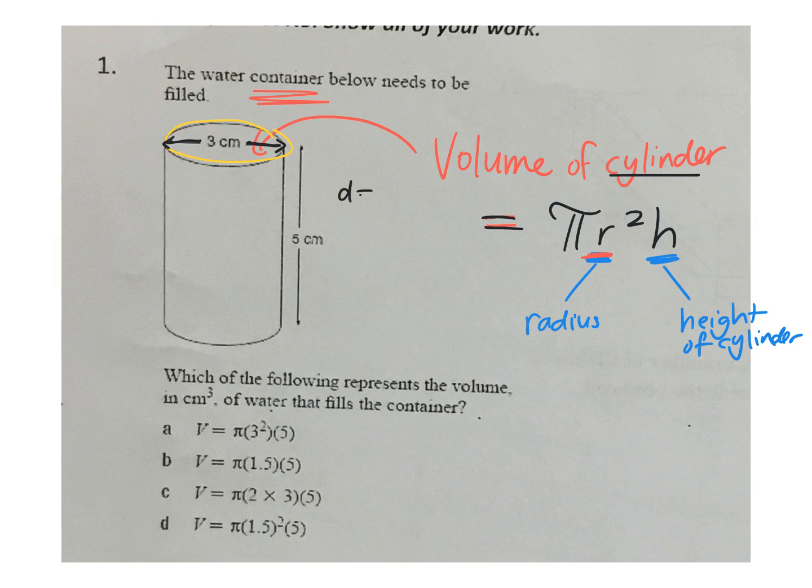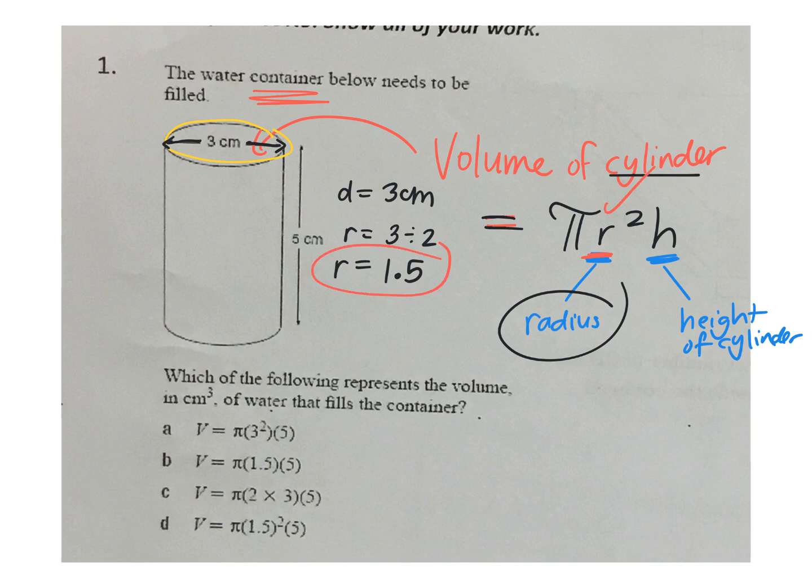So diameter is 3 centimeters, but we need the radius. We don't need the diameter. But how does the diameter help us find the radius? Yes. To get the radius, we would take the diameter and divide it by 2. What's 3 divided by 2? 1.5. So the radius is 1.5, so that will help us with the formula. And what's the height of this cylinder? 5. So that will help us with the height.